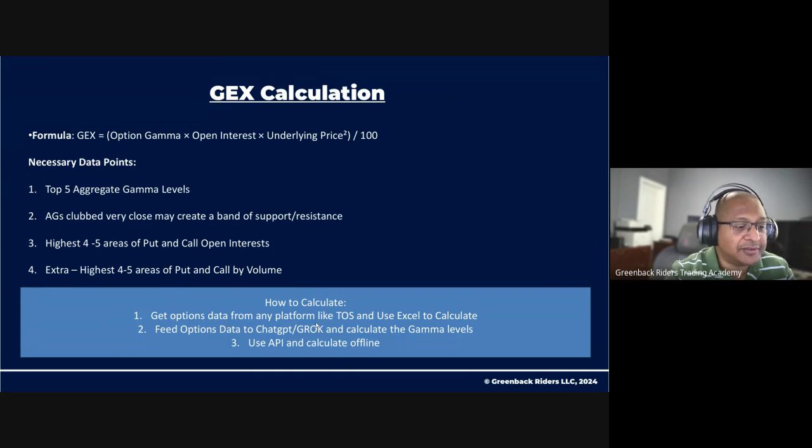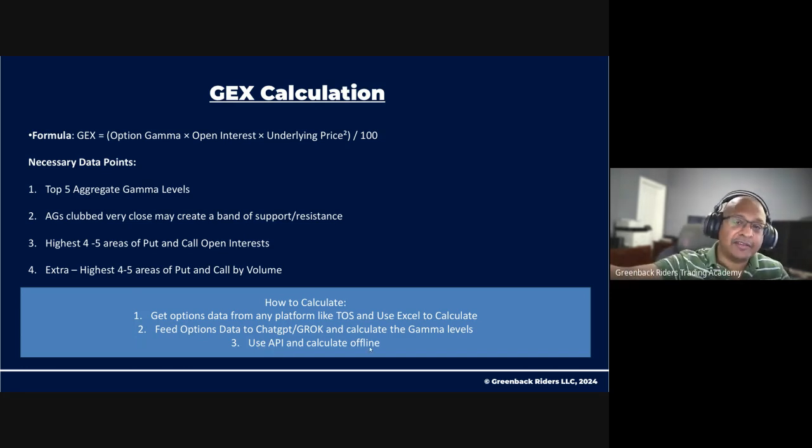Get options data from any platform like TOS. Use Excel to calculate. That's one process which I'm trying to do. Feed options data to ChatGPT. So at the end of the day, take the whole options chain, give it to ChatGPT or Grok and ask it to calculate your gamma levels and your COI and POI levels. That is also possible. Use APIs and calculate offline.